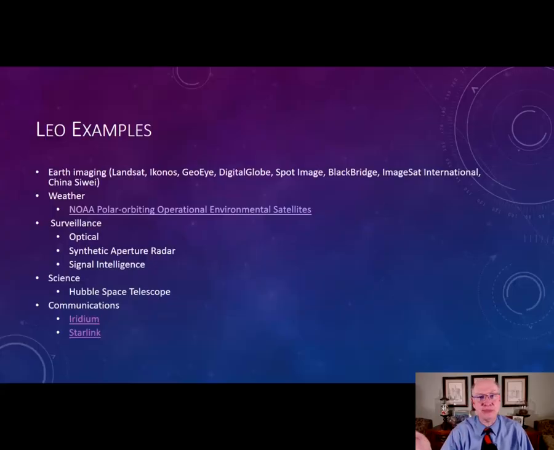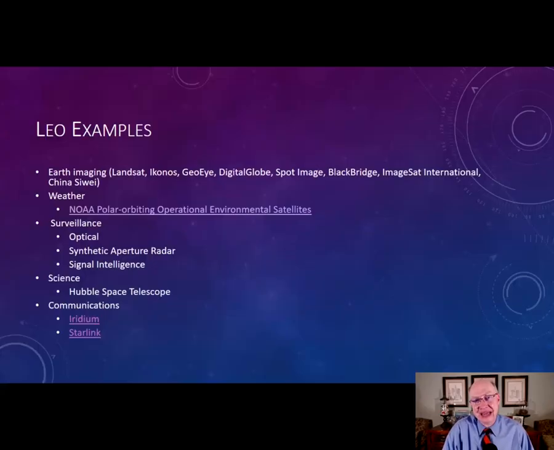So a synthetic aperture radar satellite allows you to bounce radar waves off the surface, and those radar waves allow you to determine what's down on the surface. You can measure not only where things are, but you can actually measure how things move using synthetic aperture radar.